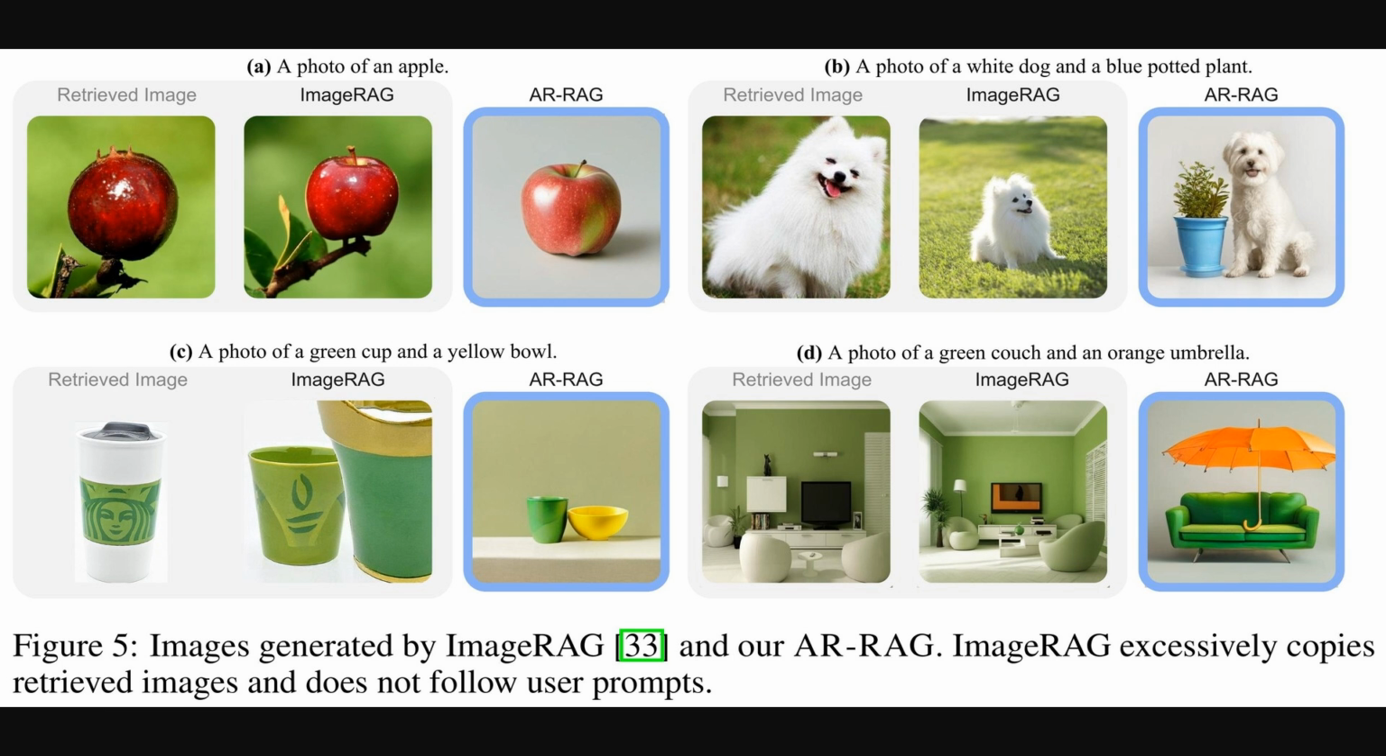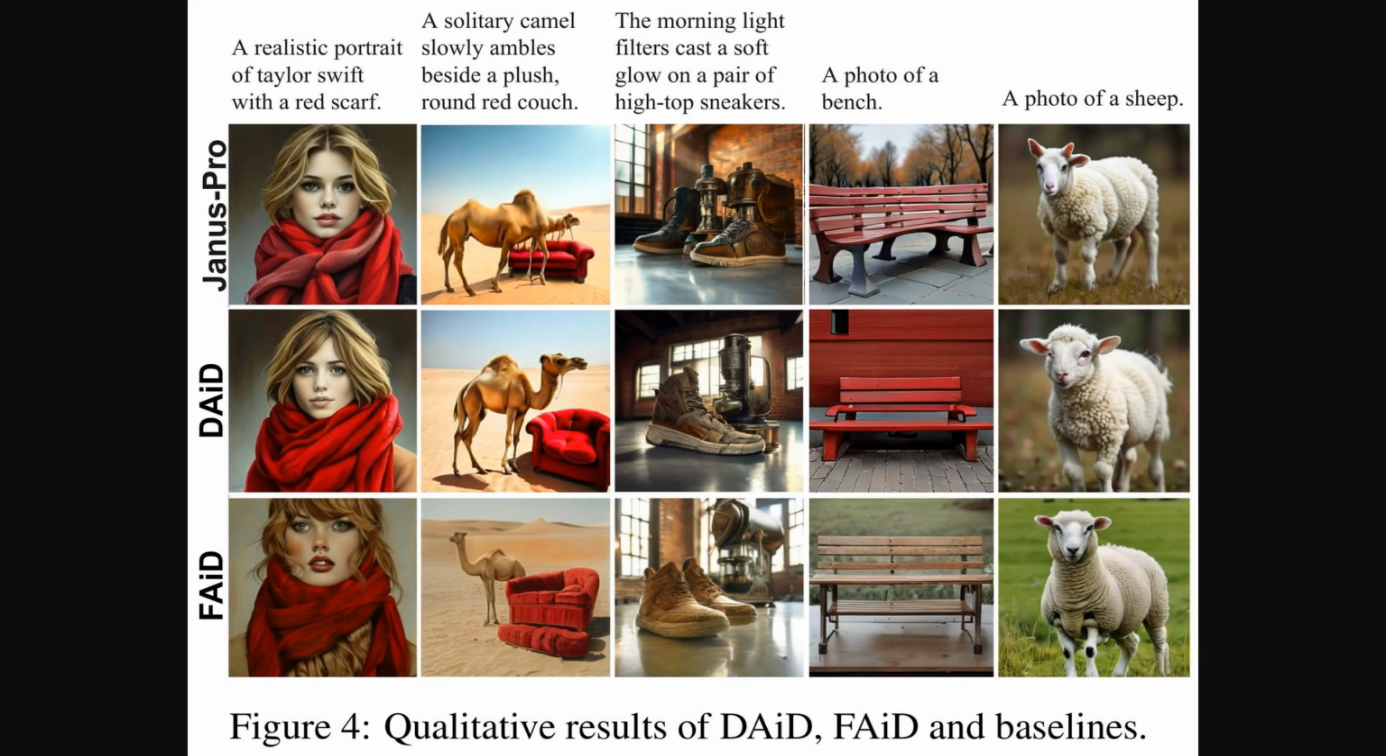This figure provides a great visual comparison between a standard method called ImageRAG and the new Autoregressive Retrieval Augmentation. You can see that the older ImageRAG method tends to just copy the reference image and often fails to follow the prompt. For instance, when asked for a green couch and an orange umbrella, it just generates the couch. But the new method correctly combines both elements, showing how its dynamic, patch-by-patch approach creates a much more accurate and coherent final image.